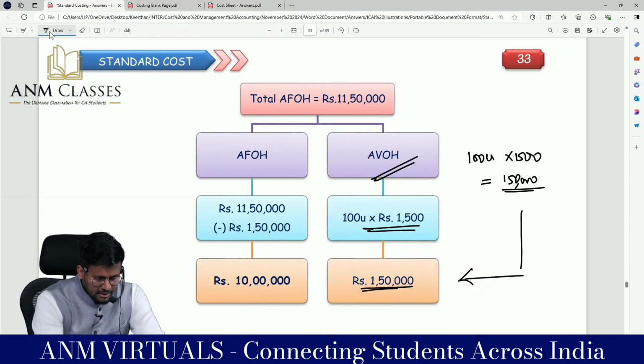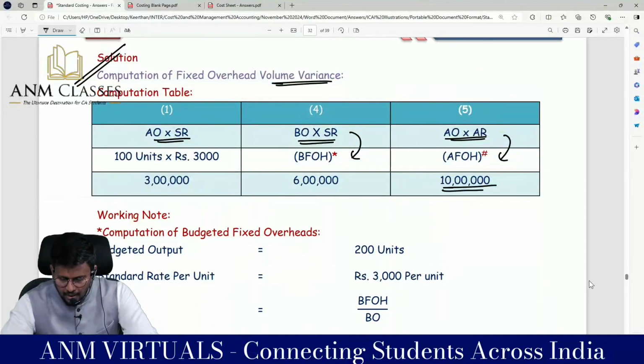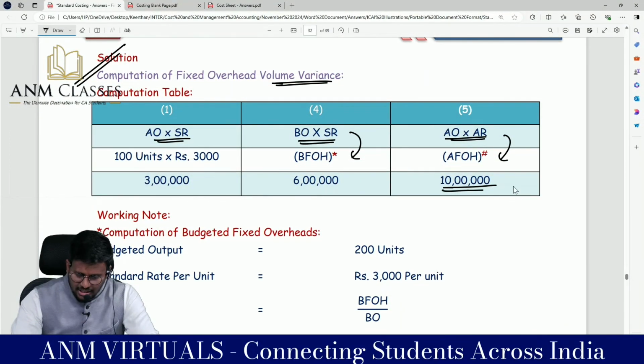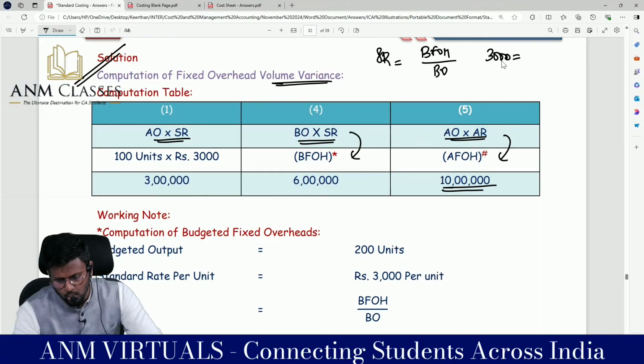Hello sir, 10 lakhs you will get. So 10 lakhs is the AFOH. ஆனா budgeted fixed overhead standard rate வச்சு நான் முன்னாடி போட்டனா standard rate is equal to BFOH divided by NO. Standard rate 3000 அவங்களே கொடுத்திருக்காங்க.